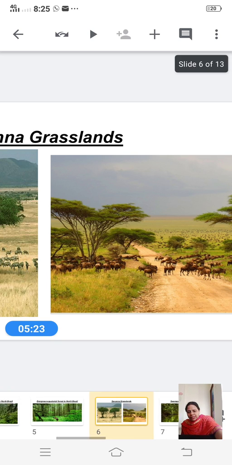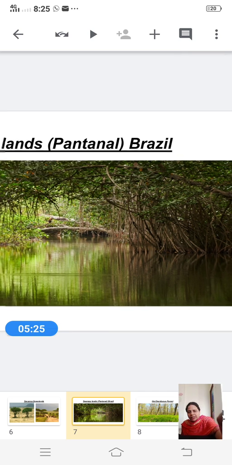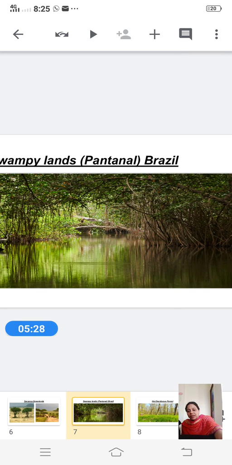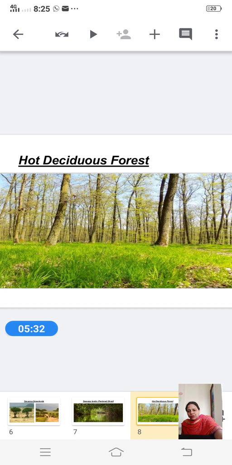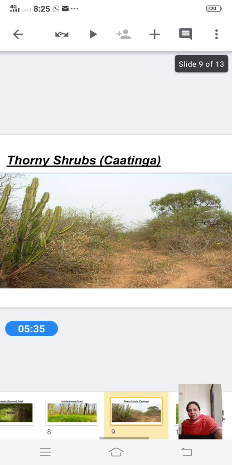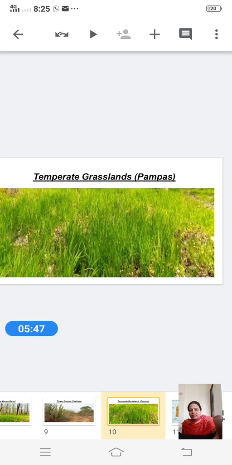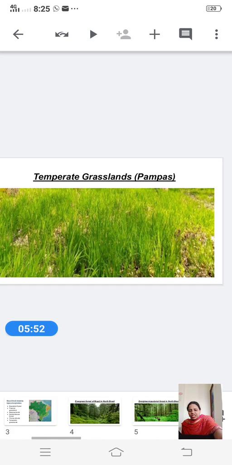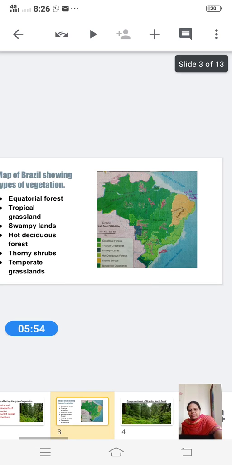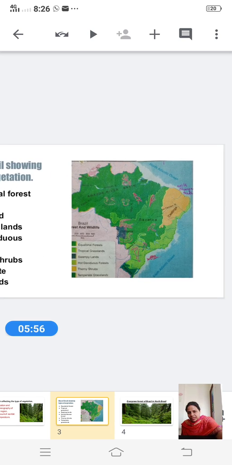This is savanna grasslands. This is the Pantanal region, which is also having the largest reptile of the world, that is anacondas. This is the hot deciduous forest in the coastal belt of Brazil. These are the thorny shrubs in the Caatinga region, which I always told you about, the rain shadow zone, that is drought quadrilateral. And this is the temperate grasslands, also known as the pampas. So all these other features we will discuss in our next class of this lesson.